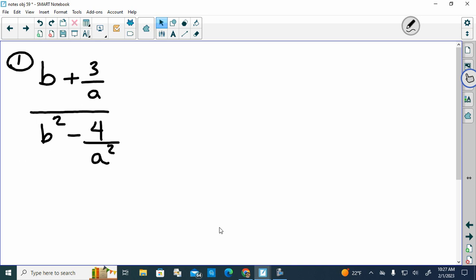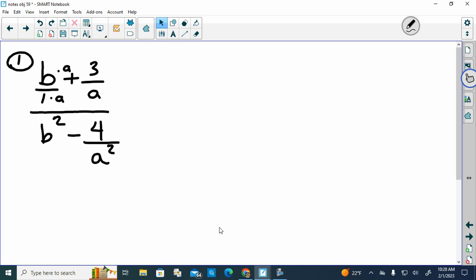So we have b plus 3 over a as the numerator, and the denominator is b squared minus 4 over a squared. Good? I'm just looking at the numerator right now. I'm going to simplify the numerator, then the denominator before I combine the two. Looking at this one, for the common denominator, this is really over 1, like we do with whole numbers, we can make it into a fraction. What is my common denominator? A. So I need to multiply this by a and this by a.